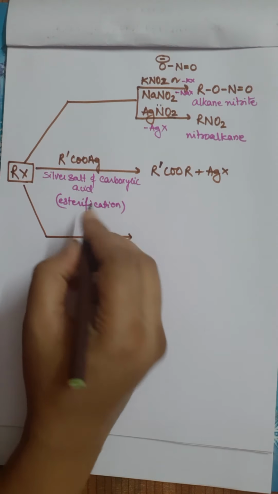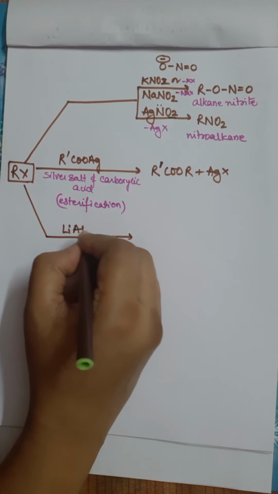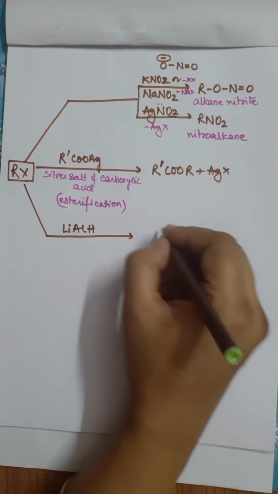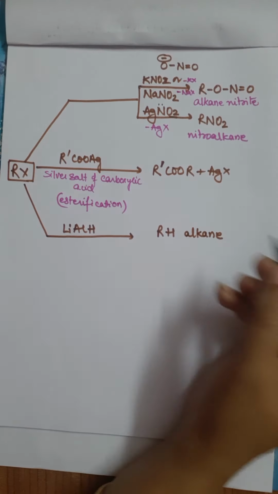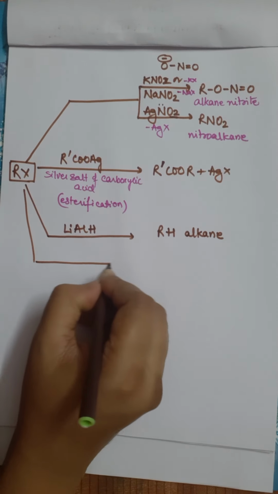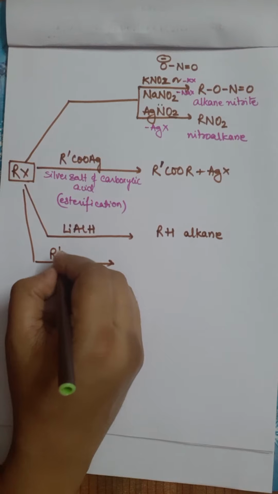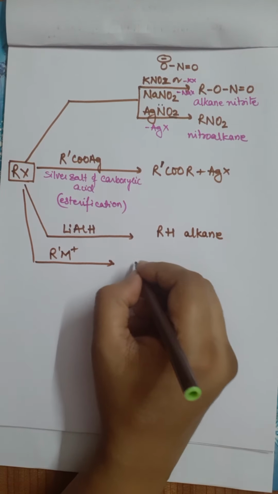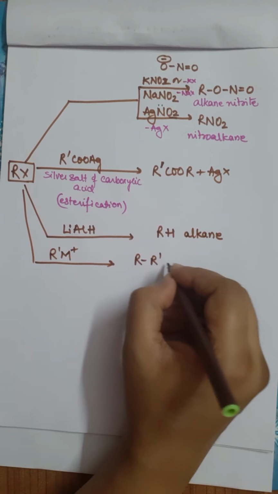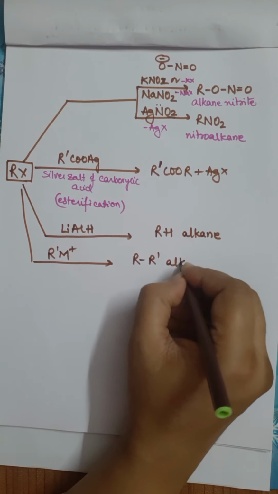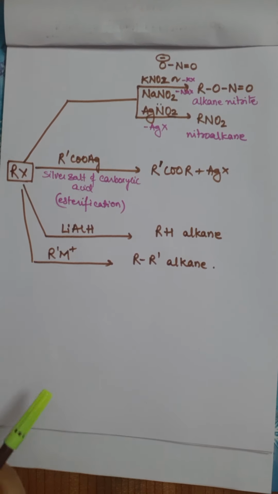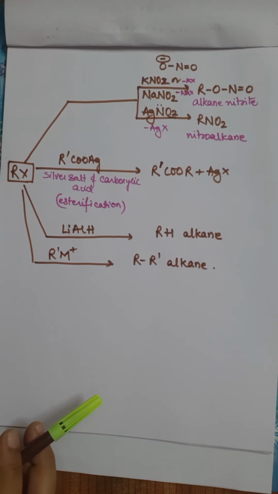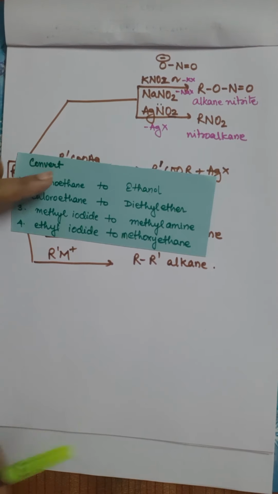The other two reactions, one is lithium aluminium hydride, that gives you RH, that is alkane, and with an organometallic part you are going to get R dash as the compound. So two methods to form alkane. So these are the nucleophilic substitution reactions that occur. Okay. So I have taken some examples. So we will be doing these examples.